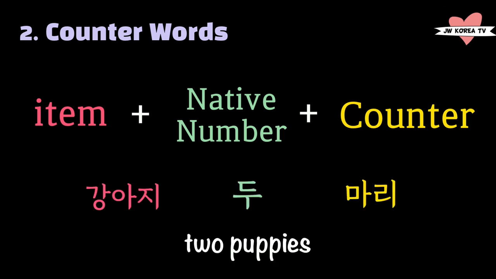Say the name of the item, and then the native number, and then the counter. For example, 강아지 두 마리. 강아지 means puppy. 두 is 2, which is changed from 둘. And 마리 is the counter for animals. So, if you want to say two puppies, you can say 강아지 두 마리.